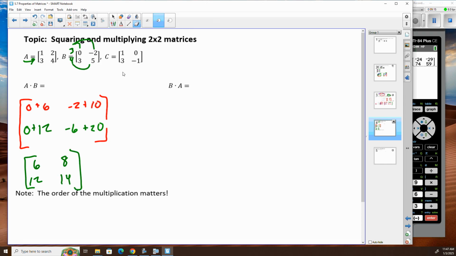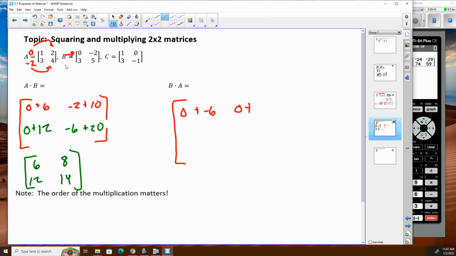Now if they ask me to do matrix B times matrix A, since I'm starting with matrix B, I'm going to take the first row of matrix B, turn it sideways, so I'll have the 0 and the -2, and now I'm going to multiply that with my matrix A. So 0 times 1 is 0, plus -2 times 3 is -6. Now I'm going to multiply to the second column. 0 times 2 is 0, plus -2 times 4 is -8.